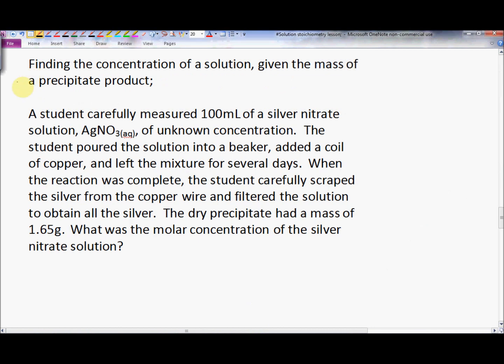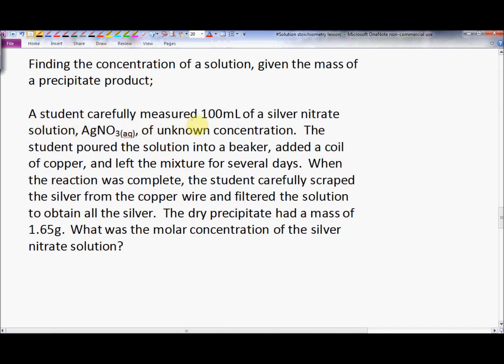Here's our next example of a solution stoichiometry question. In this one, we're finding the concentration of a reactant solution, given the mass of a precipitate product, okay? So in this case, we're actually dealing with a single displacement reaction, which gives us a precipitate product. Okay, here comes the question.